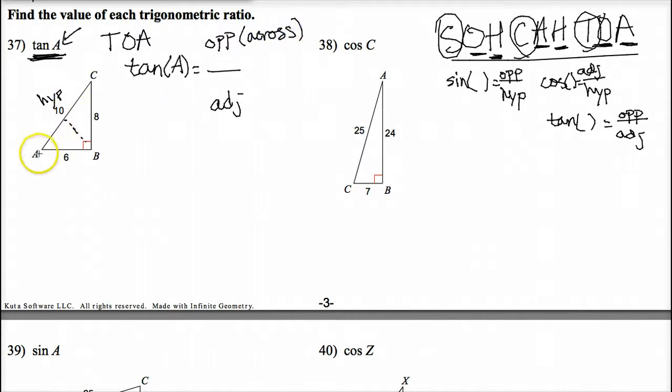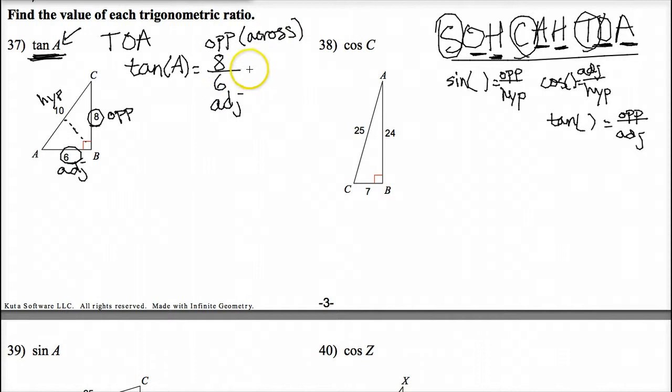So how would I do that here? Tangent of A would be, well, this is my opposite there. Then that means this is the adjacent, and that could change whenever they want to. So that would be 8 over 6.